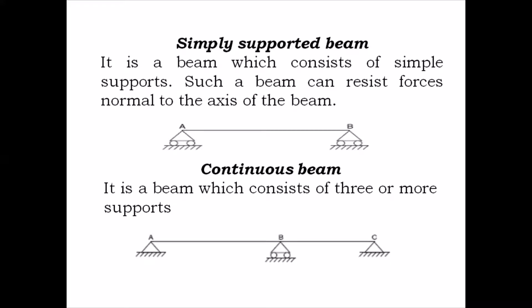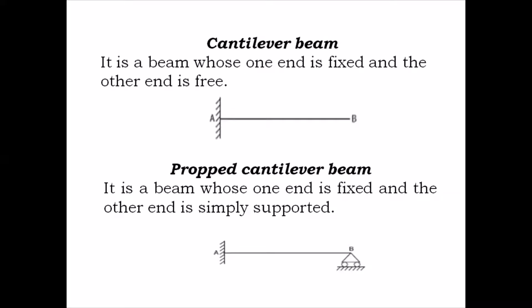So a continuous beam is one which has three or more than three supports. So that is what is called a continuous beam. The next one is a cantilever beam. As soon as we come across a cantilever beam, the example which would strike your mind is the chajja which is provided on the top of the window. So basically a cantilever beam is a beam which is fixed at one end and free at the other end.